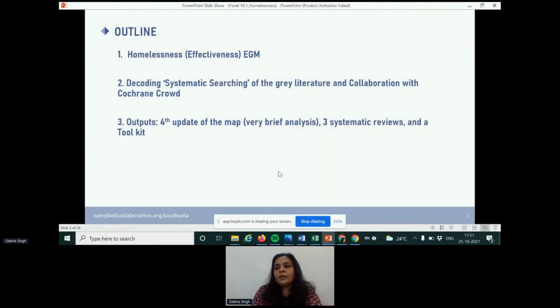Currently, we are working on the fourth update of this map, and I'll spend some time explaining the what, why, and how questions involved in the process, in the various updates, and how that is useful for an EGM. This presentation is largely about the methodology followed in the map, and particularly at the search and screening stages.